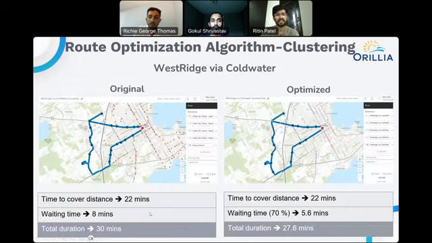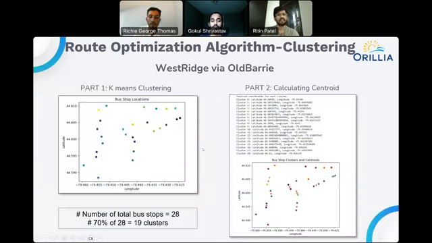Here we are reducing the waiting time. We calculated 8 minutes and then after that it is 5.6 minutes. So here we are reducing the time up to 27.6 from 30 minutes. This is similarly for the West Ridgeway Oldberry route, with all the clusters and the centered points. We have a total of 19 stops from a total of 28 stops.